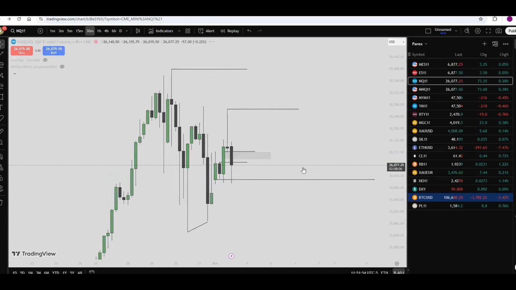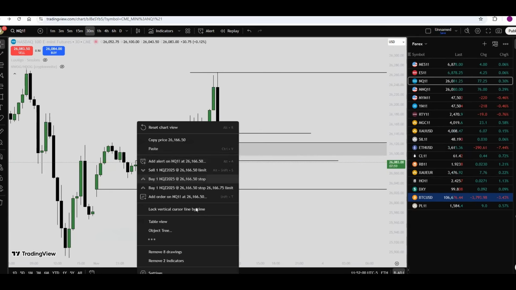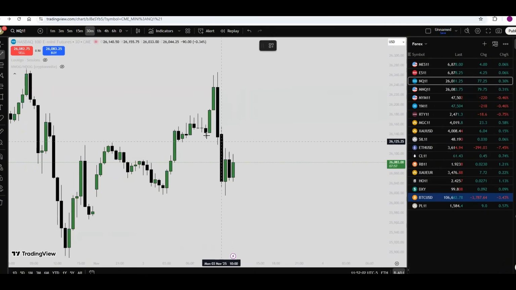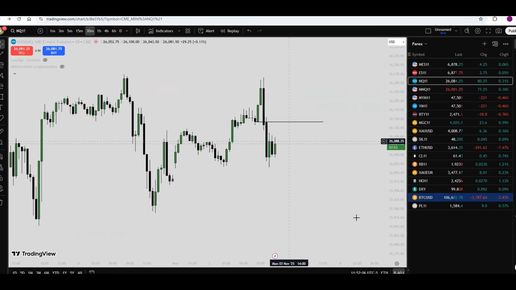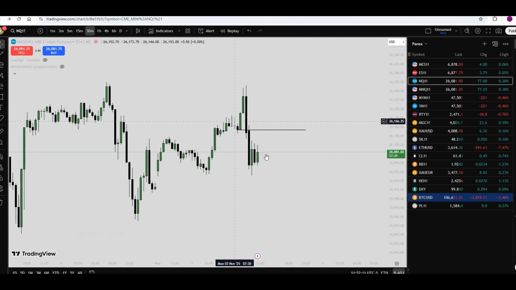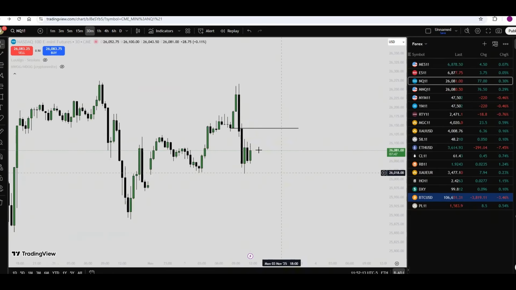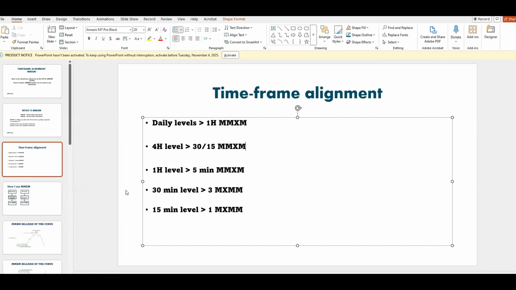So 30 minutes, you want to see what gets respected. You want to see closures below, so that is your change. I'm gonna delete everything so it becomes a bit more clear. Your change. So if we're in a sell model, market maker sell model, you want to see fair value gaps and order blocks hold price and push it down lower.